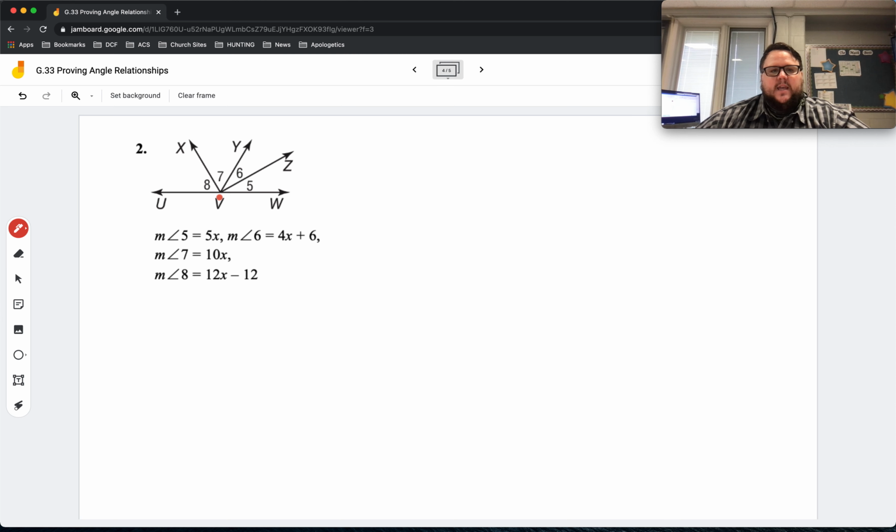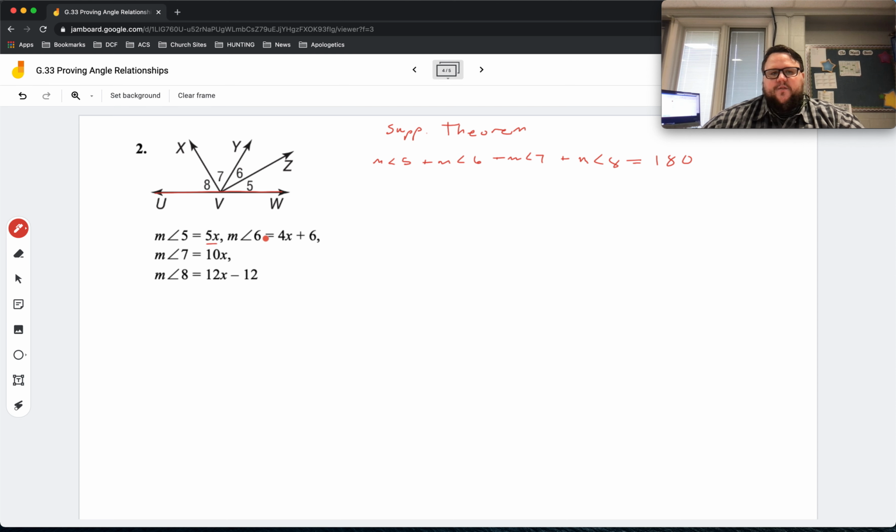So number 2, again, we're looking and we're seeing that they form a line, so we know that it's the supplement theorem, because they all add up to 180 degrees. So measure of angle 5 plus measure of angle 6 plus measure of angle 7 plus measure of angle 8 all adds up to 180 degrees. So I'm going to start plugging in.